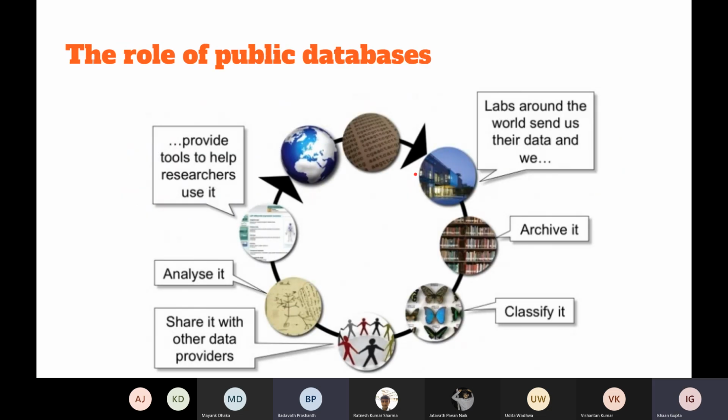All right. So again, what's the role of public databases? Labs around the world send them data, they archive it, they classify it, they share data with others, and they analyze it. They also provide tools to help other researchers access and analyze it. But in all this process, they also know who is working with what kind of data.